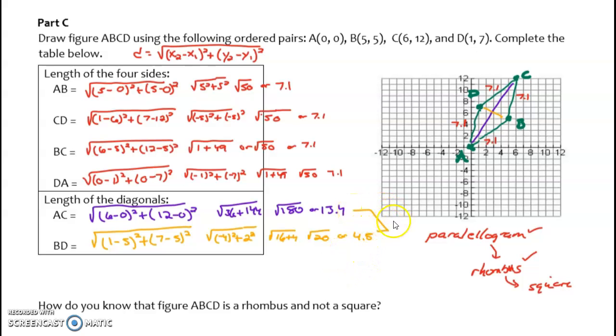So that means that square is off the list and you are coming right back here to the rhombus. Because at least we know all 4 sides are the same. That is a rhombus. So how do you know that figure 8 is a rhombus and not a square? Well, we just went through that with our diagonals. Rhombus means that all 4 of your sides are congruent.